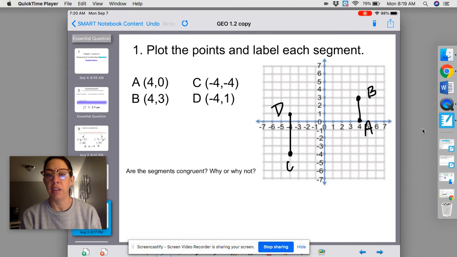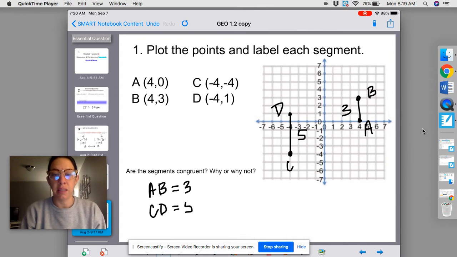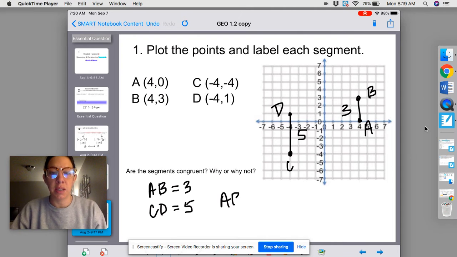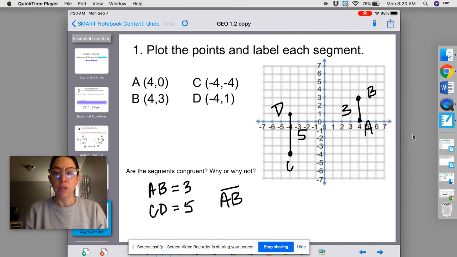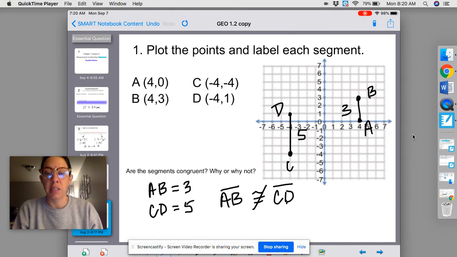So we just learned if they have the same length, then they are congruent. So when I just count on that coordinate plane, AB has a length of 3. And CD has a length of 5. I want you to notice something because we just learned how to name segments. When I'm talking about their length, I don't put that segment bar above AB and CD because I'm talking about their length. If I'm talking about the segment itself, then I will do it, and you'll see it here in a second. So since their lengths are not equal, segment AB is not congruent to segment CD.